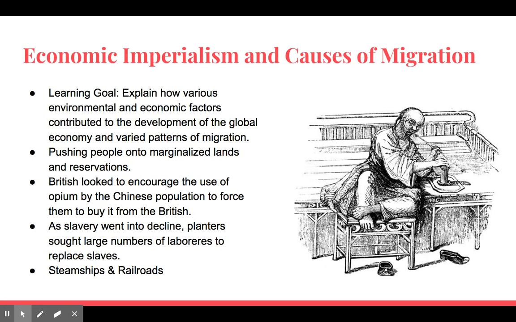We talked about economic imperialism and the causes of migration. Your goal was to explain how various environmental and economic factors contributed to the development of the global economy and varied patterns of migration, pushing people, particularly indigenous people, onto marginalized lands and reservations. The British looked to encourage the use of opium by the Chinese population to force them to buy it from the British. They ended up cornering or monopolizing the market. As slavery went into decline, planters sought large numbers of laborers to replace those slaves. And we also talked about the technological innovations that shrank the globe, if you will, through the advent of steamships and the railroads.